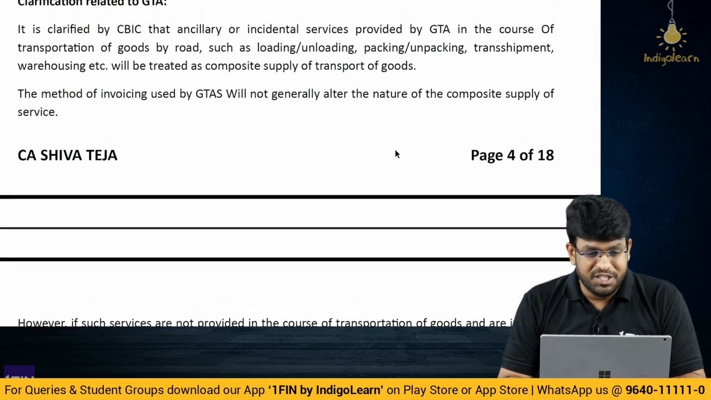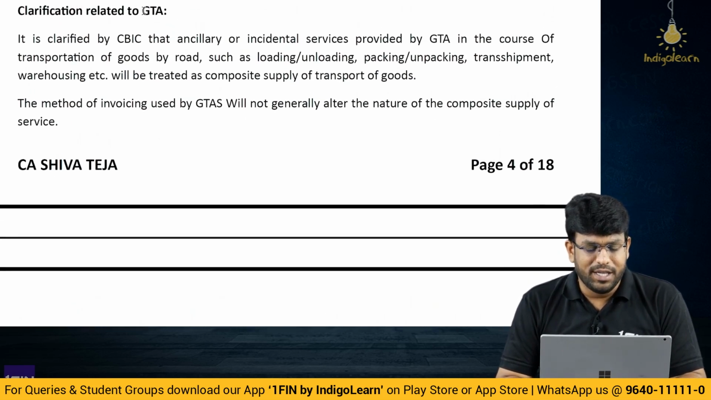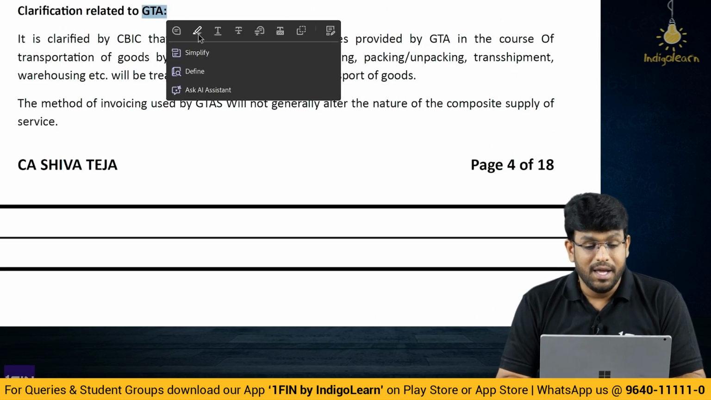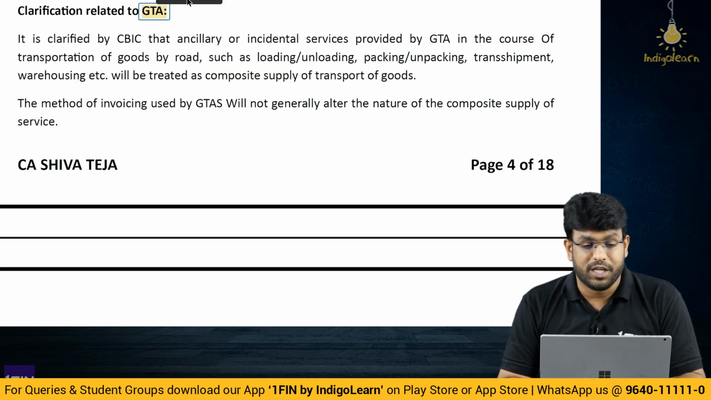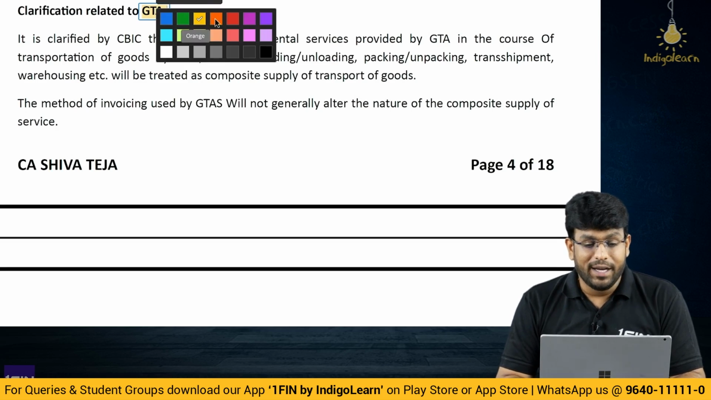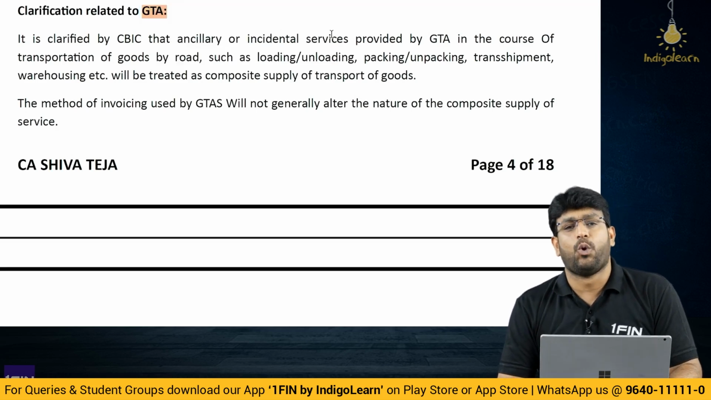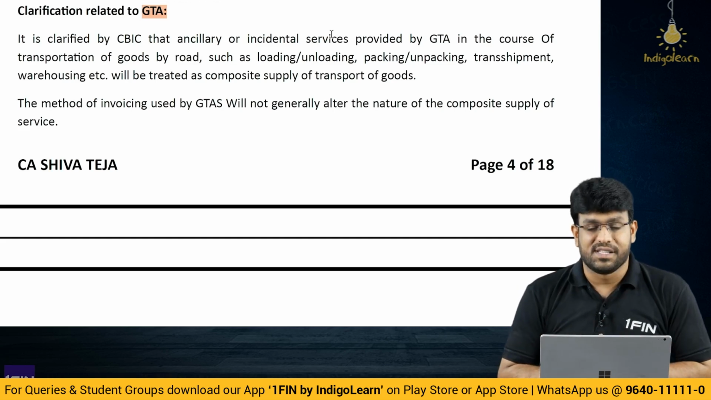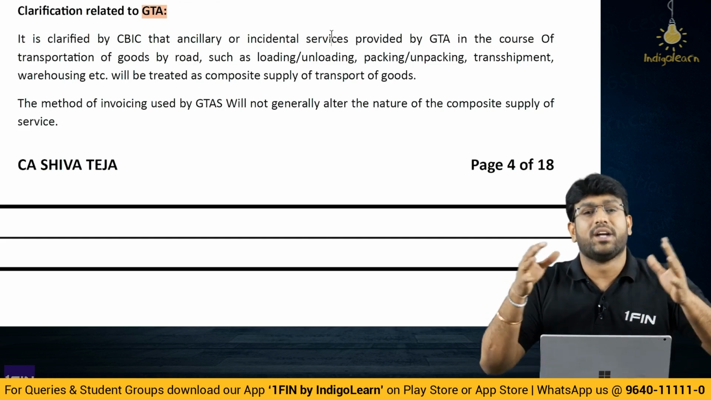Clarification related to GTA, my dear friends. So we all know that GTA means Goods Transport Agency. They are basically engaged in the service of transportation of goods by road. And along with the service of transportation of goods by road, they provide some incidental services such as packing, warehousing, storage.